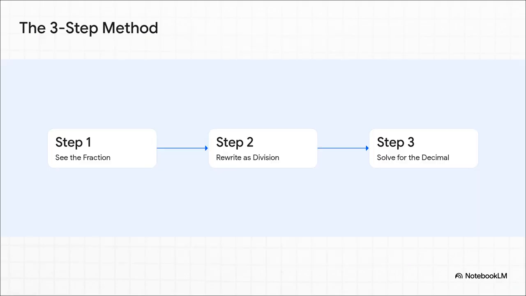You can think of it as a super simple three-step recipe that works every single time. Step 1, you look at the fraction. Step 2, you rewrite it as the division problem it's secretly been all along. And step 3, you just solve it to get your decimal.